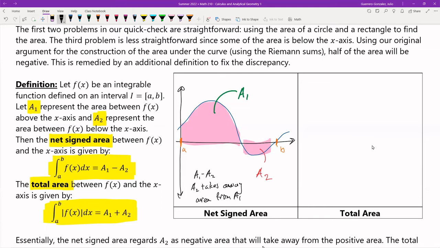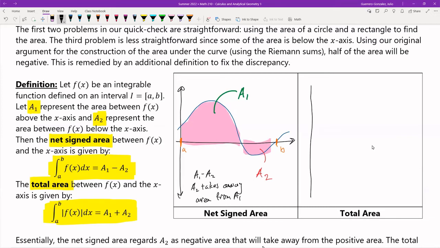Is that A2, since it's negative, takes away area from A1. So it sort of compensates, right? For the fact that A2 is actually negative area. Okay. The total area does the opposite.